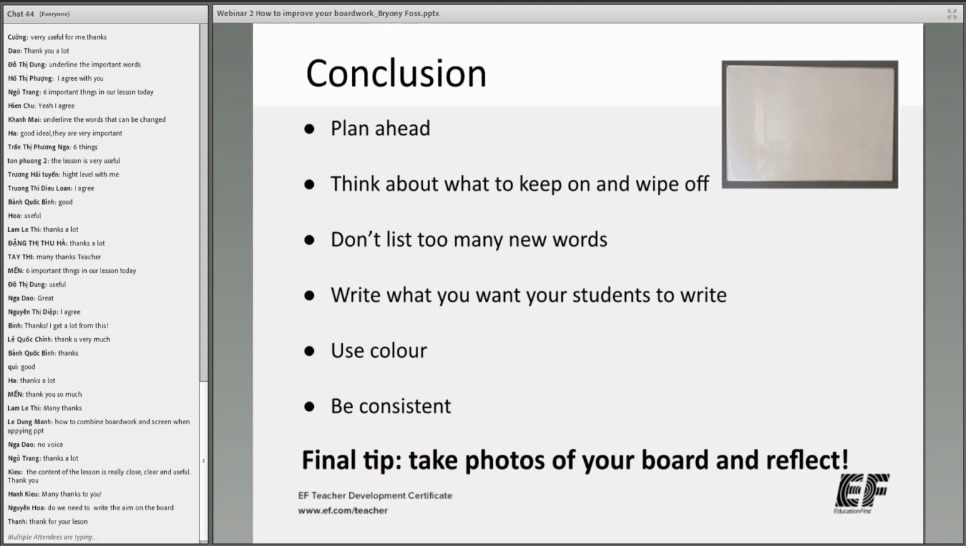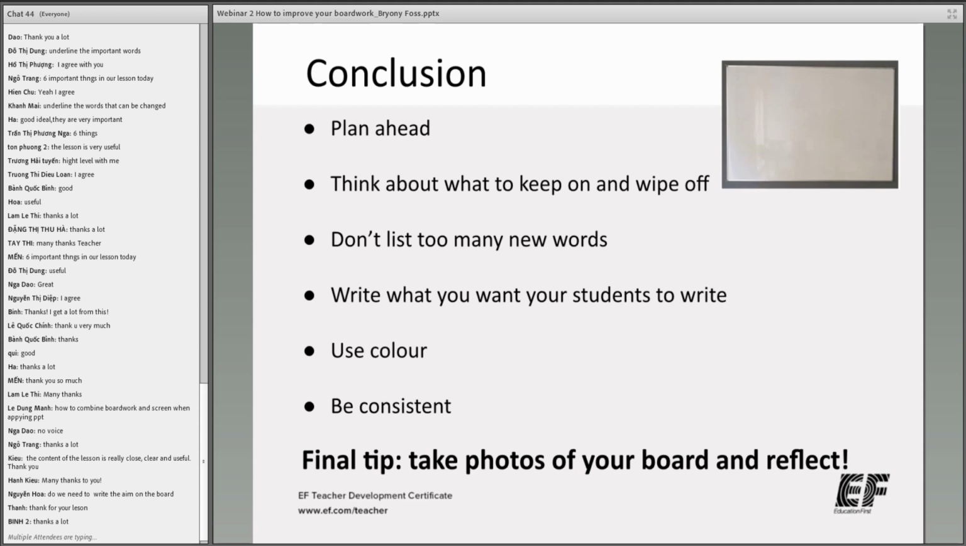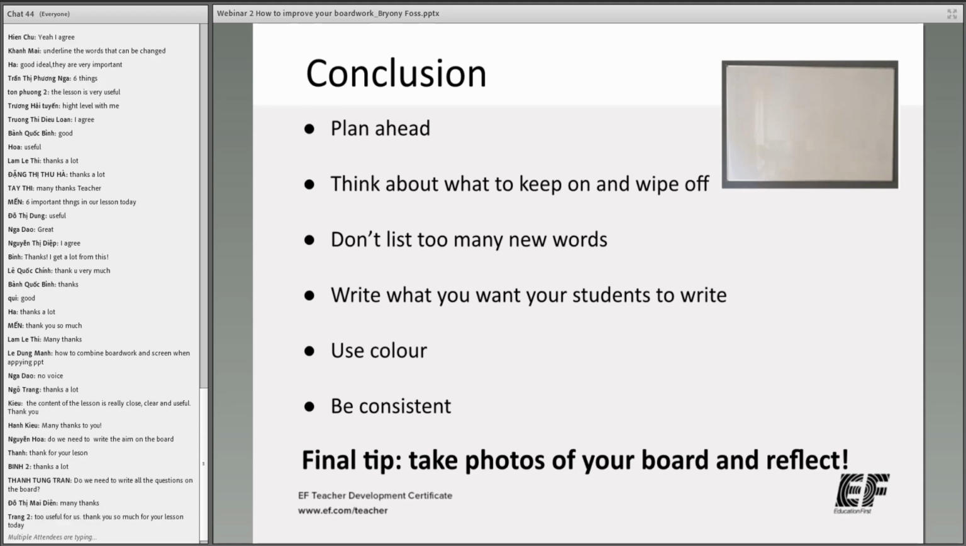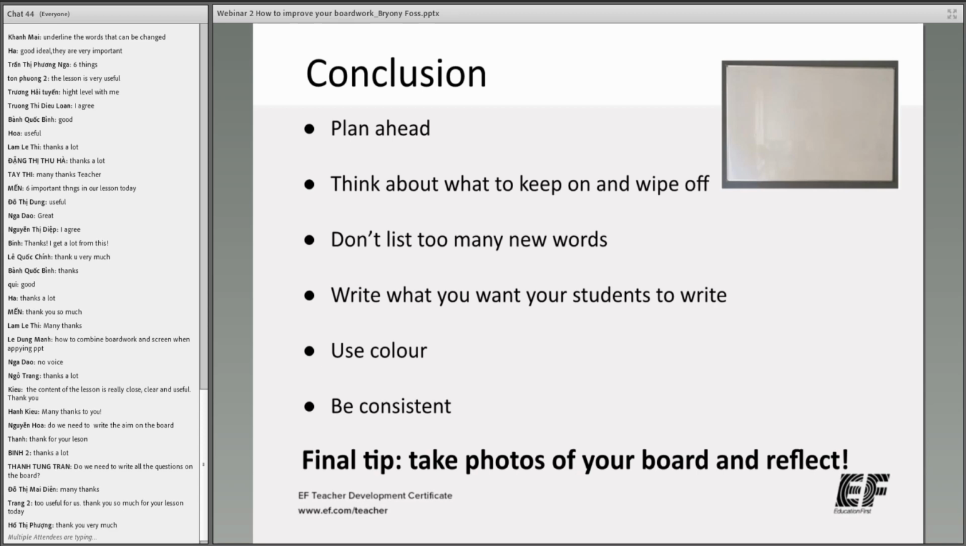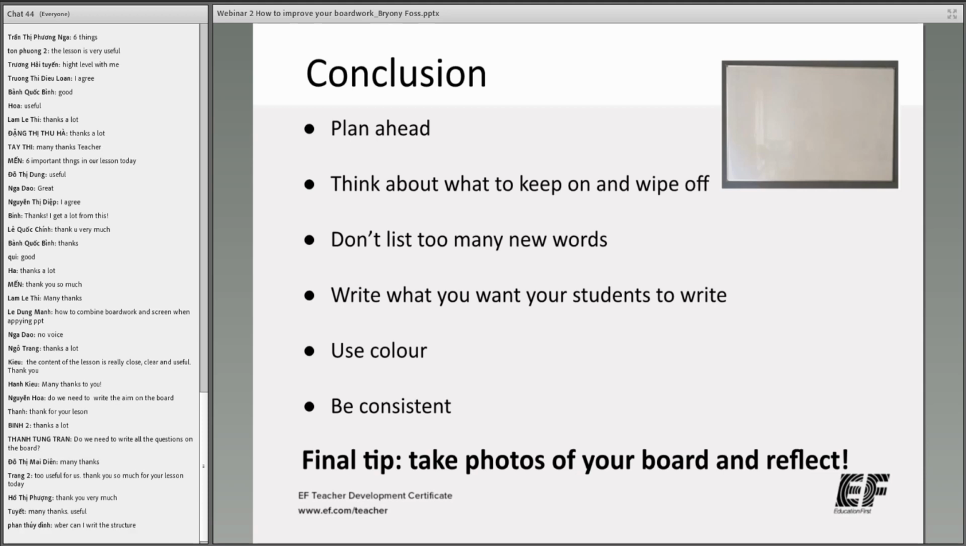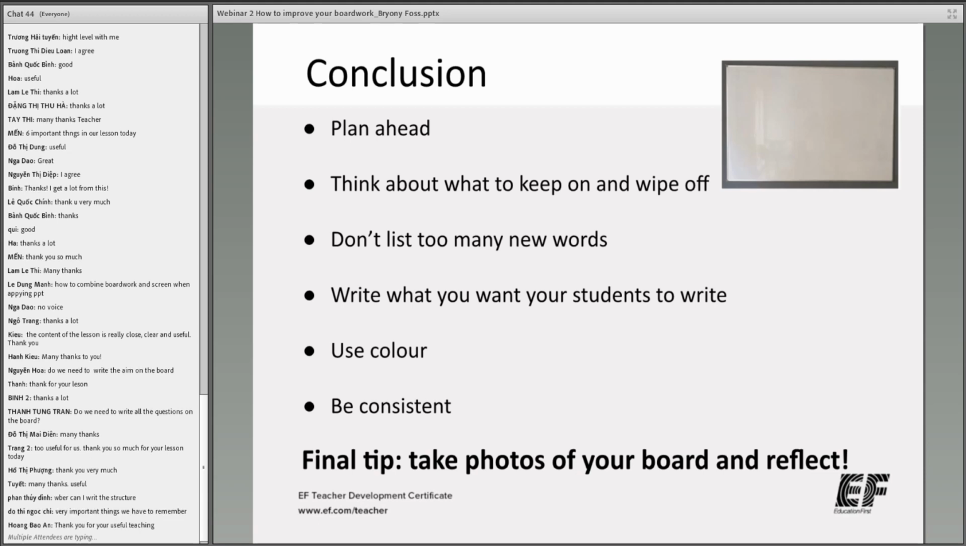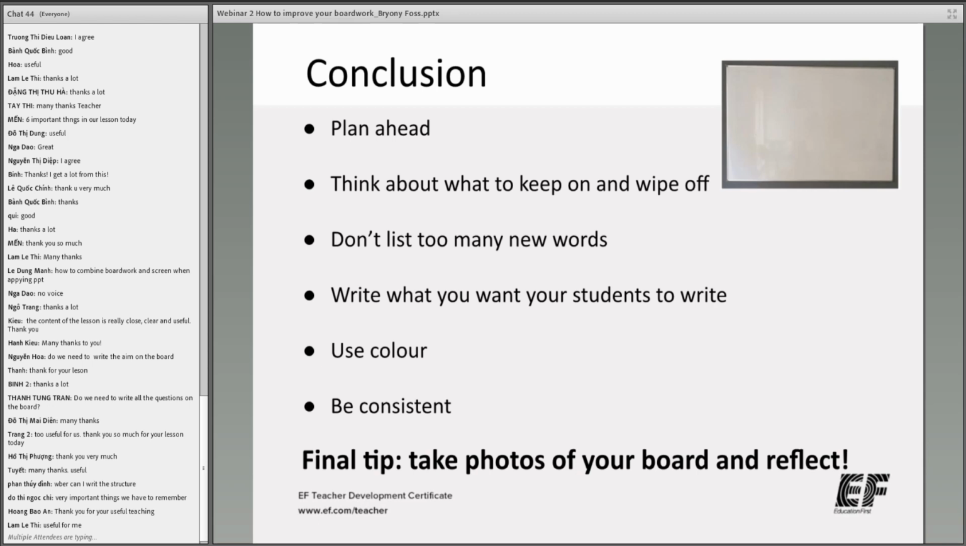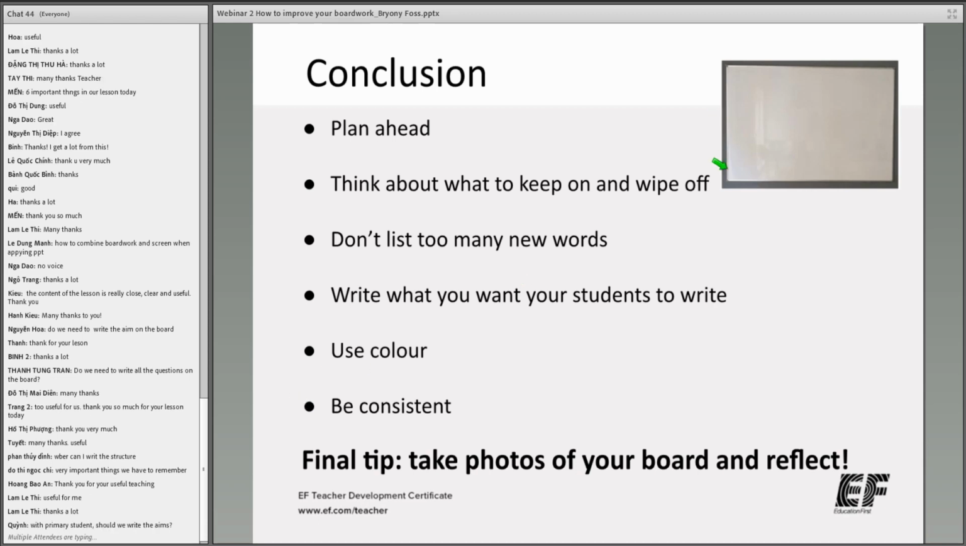So I see we have a question about how to combine board work and a screen when you are using a PowerPoint. So I have worked in an academy where we had a PowerPoint and the board went around it. I would recommend when you are formatting your PowerPoint to create a white column on the side of it. I'll use the arrow here. So imagine this whiteboard here is a PowerPoint page.